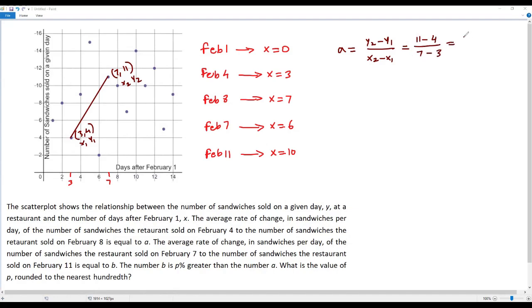So 11 negative 4 is 7, and 7 negative 3 is 4. Here I got the average rate of change from February 4 to February 8. That's the value of A. So the value of A is 7 over 4.